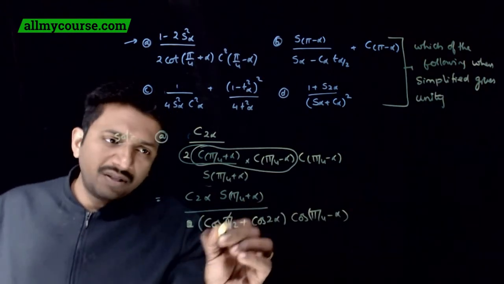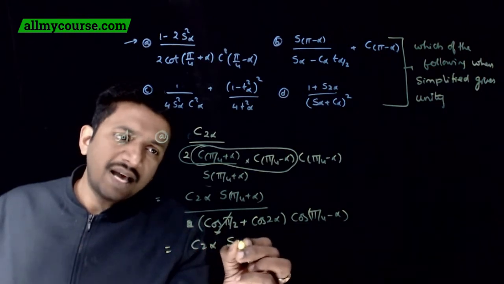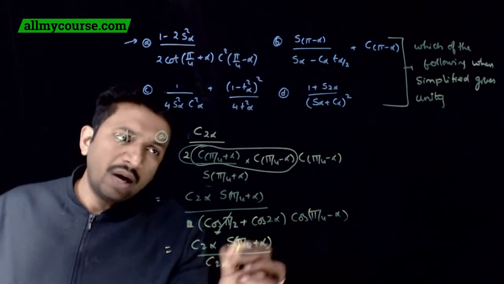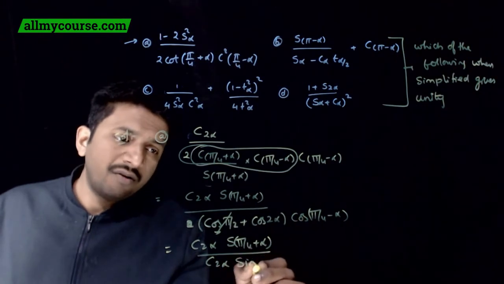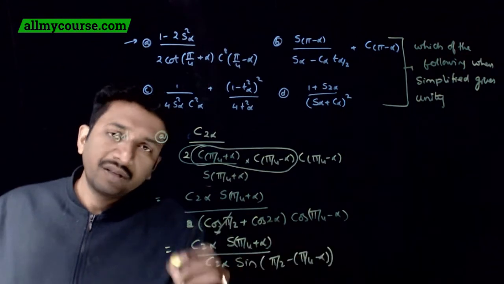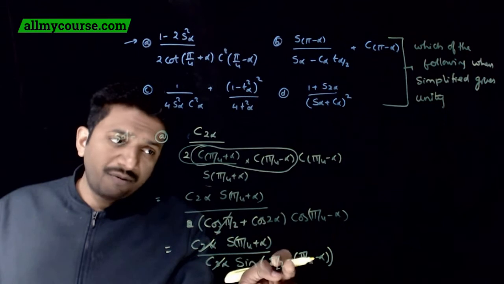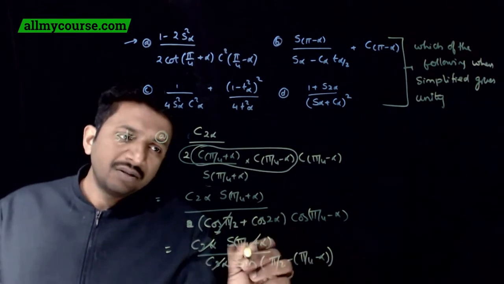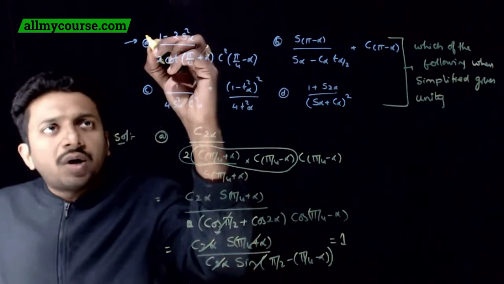So cos pi by 2 is 0. So this becomes cos 2 alpha times sin pi by 4 plus alpha divided by cos 2 alpha into cos pi by 4 minus alpha, which can be written as sin of pi by 2 minus of pi by 4 minus alpha. So cos 2 alpha gets cancelled. So pi by 2 minus pi by 4 is pi by 4, minus of minus is plus. This is same as sin of pi by 4 plus alpha. So these two are also getting cancelled. So you're getting 1 as the answer. So option 1 is right.